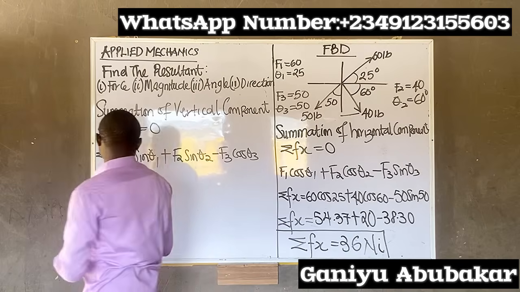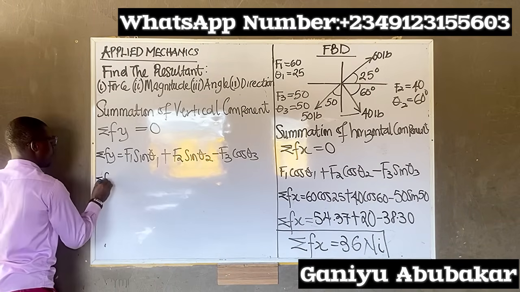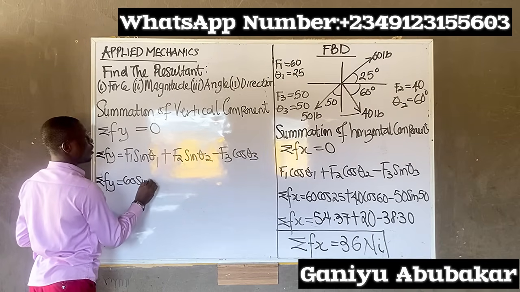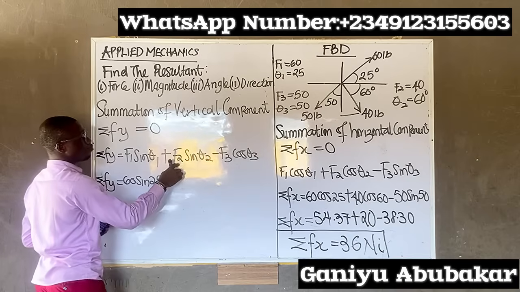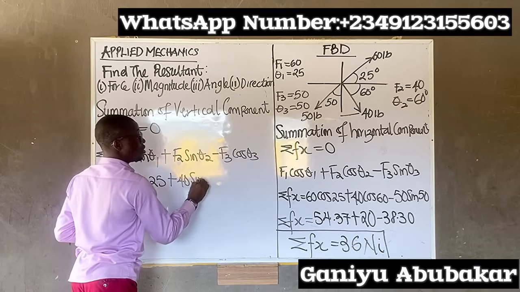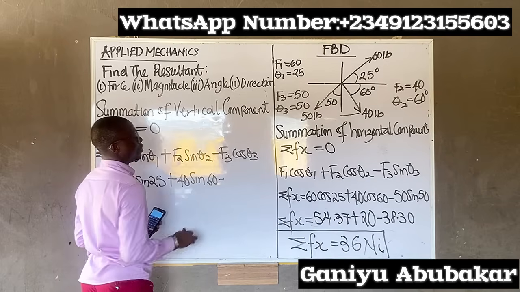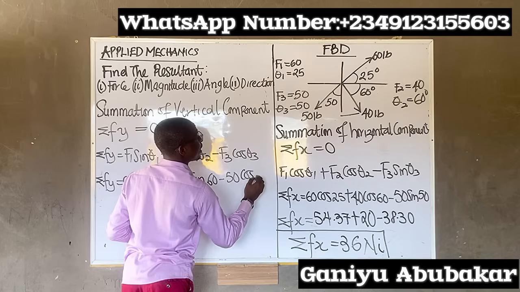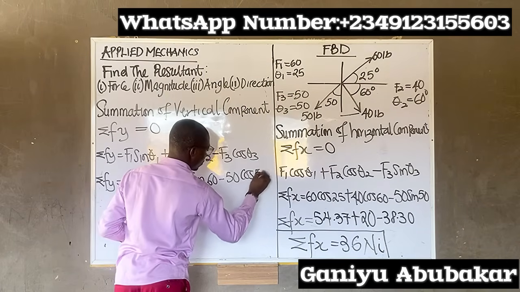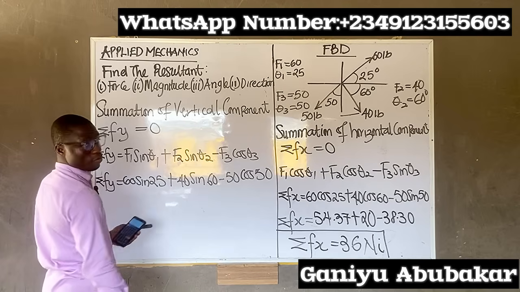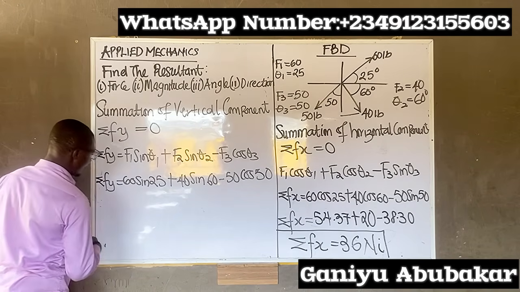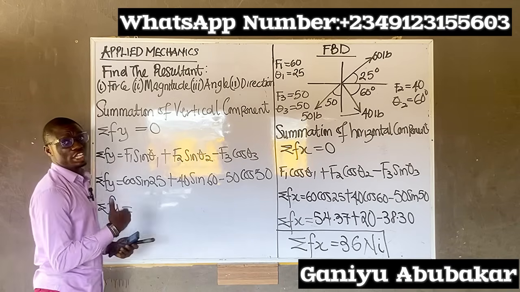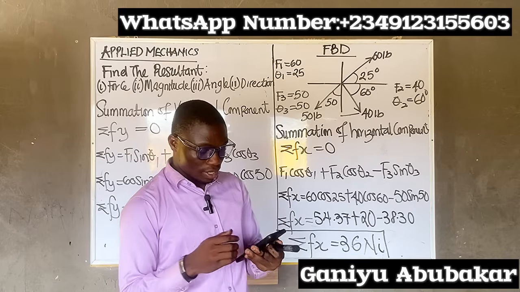All right. Put in values. Summation Fy equal to, what's F1? 60 sine 25 plus F2, 40 sine 60, minus F3, 50 cos theta 3. That's 50. All right, from here, what do we get? This one gives you summation Fy is equal to, I will punch individual values and see what we get.